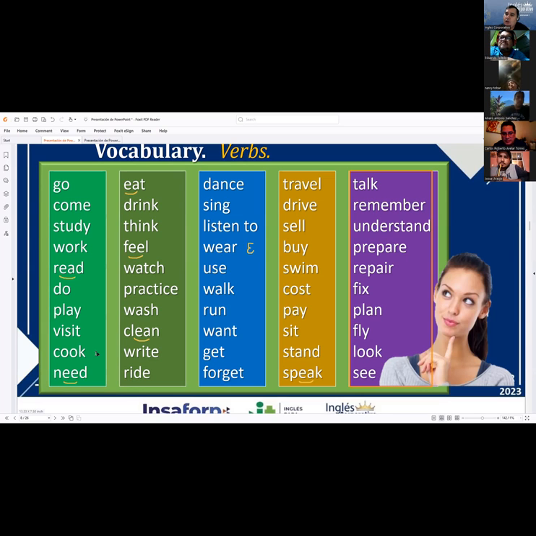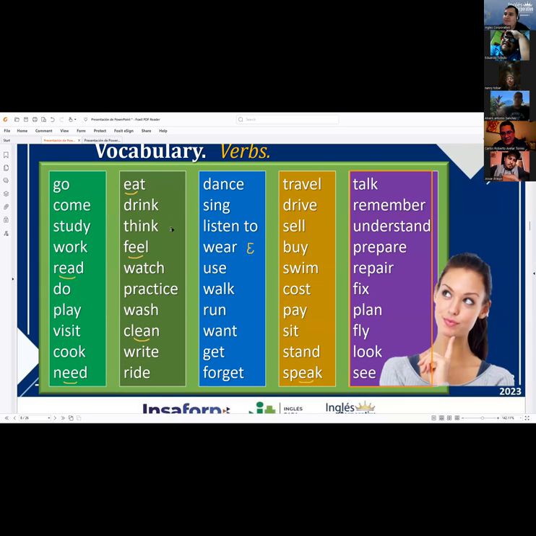I cook lunch. I cook chicken. I need money. I need time. I eat pupusas. I eat cake. I drink soda. I drink coffee. Okay. My friends drink beer. And gutes beer. Okay. So they drink gutes beer. Now they drink beer. Okay.